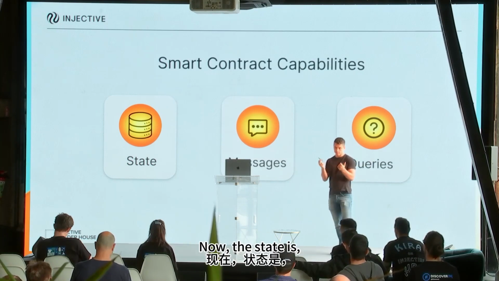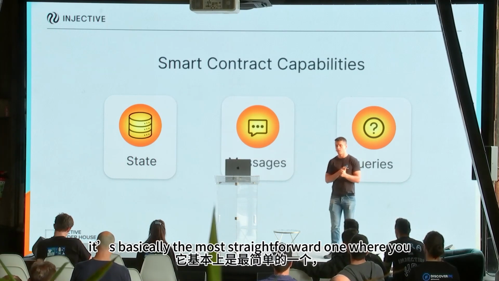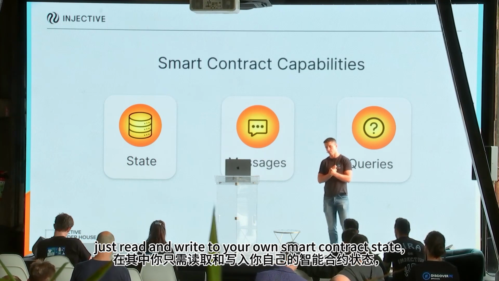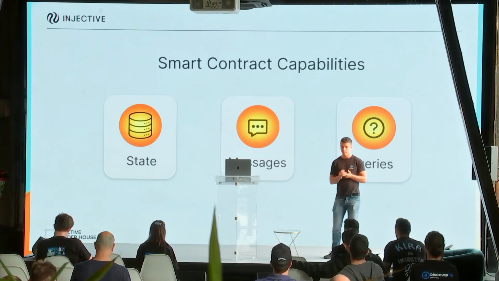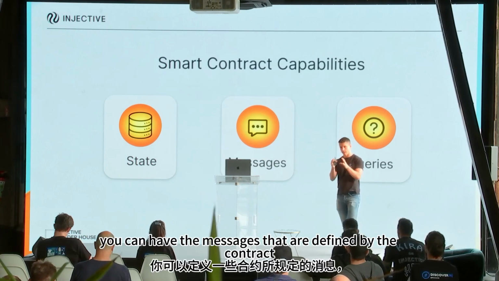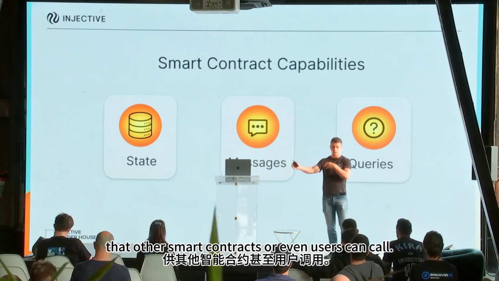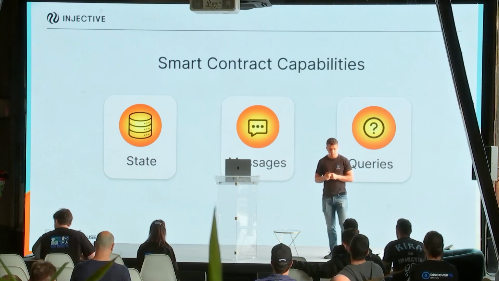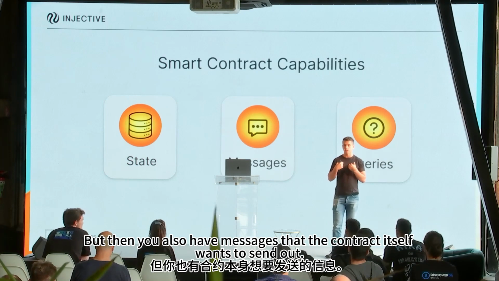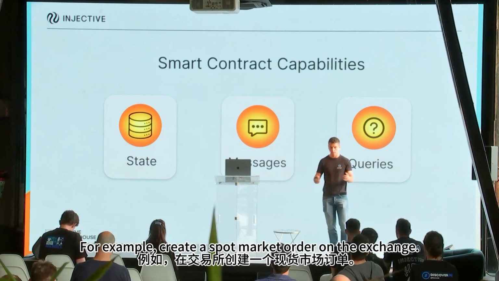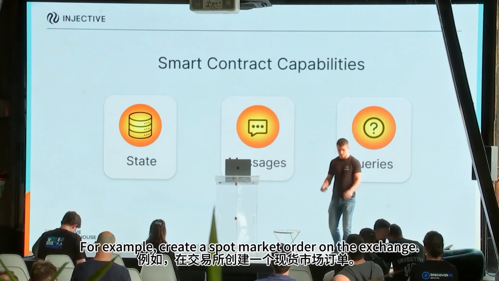Now the state is basically the most straightforward one, where you just read and write to your own smart contract state. The messages, on the one hand, you can have the messages that are defined by the contract that other smart contracts or even users can call. But then you also have messages that the contract itself wants to send out. For example, create a spot market order on the exchange.